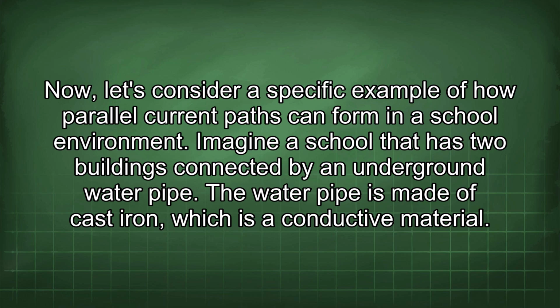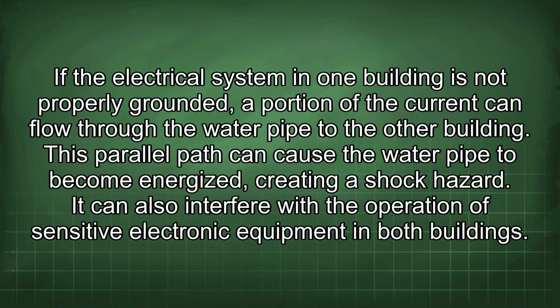Imagine a school that has two buildings connected by an underground water pipe. The water pipe is made of cast iron, which is a conductive material. If the electrical system in one building is not properly grounded, a portion of the current can flow through the water pipe to the other building.